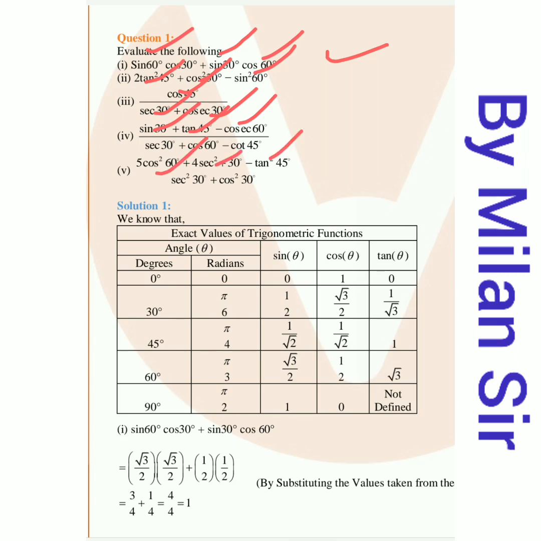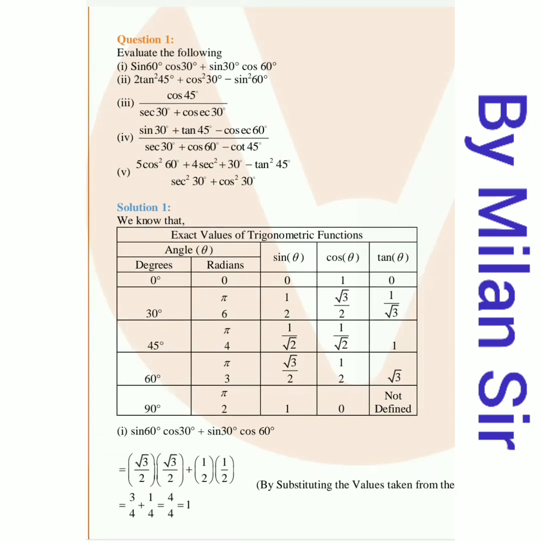In our theory, we learn one table that gives the value of trigonometric function at some specific angle. That means 0 degree, 30 degree, 45 degree, 60 degree and 90 degree. So that value we already have, right? So we used that values to solve this question. So first of all, we recall that table. Okay. So here theta is given 0 degrees, 30 degree, 45 degree, 60 degree and 90 degree.